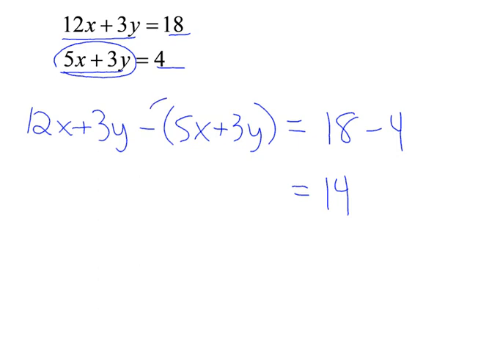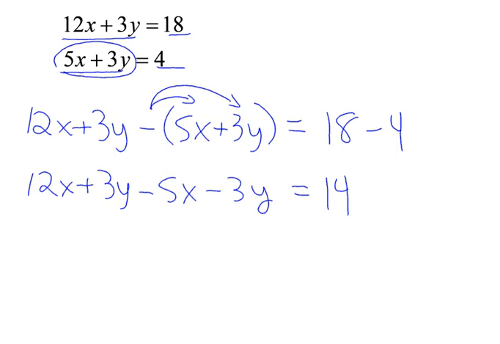Over here on the left side, we'll need to distribute our minus sign. So we get 12x plus 3y minus 5x and minus 3y. And when we combine like terms, our y's cancel out, and 12x minus 5x is 7x equals 14. We divide by 7, we get x equals 2. Once we know x, we can plug it back into either of these equations.